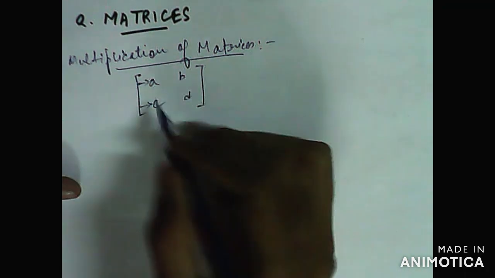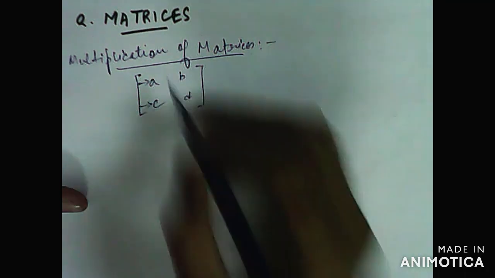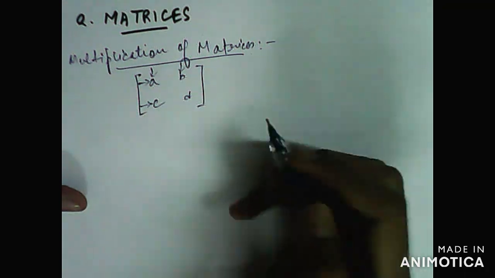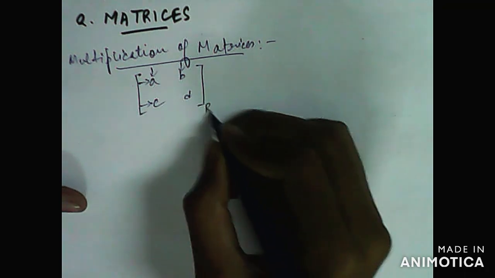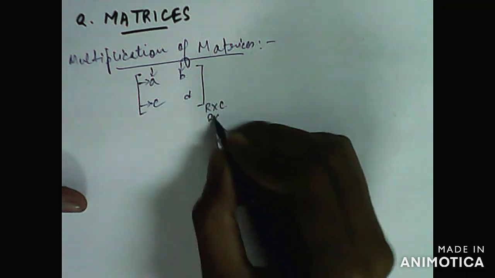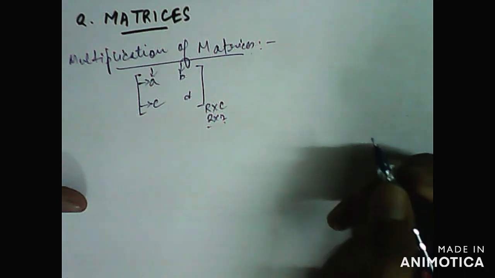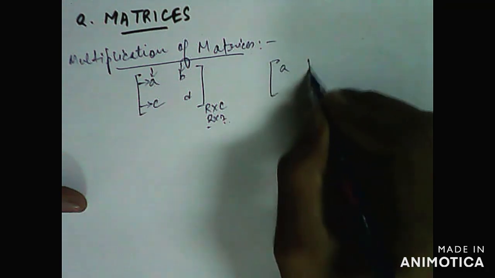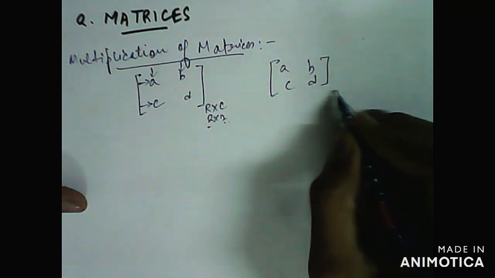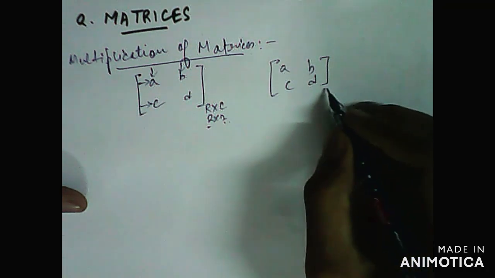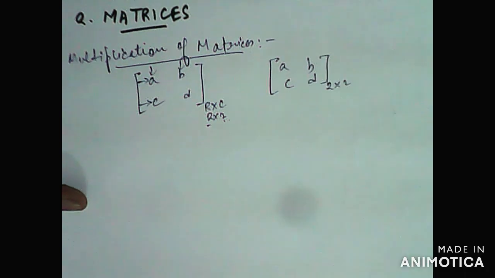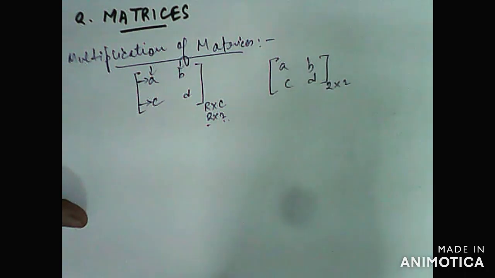The horizontal lines you can call the rows, and the vertical ones you can call the columns, right? Two rows and two columns. So first we write the rows cross columns. So 2 into 2, this is a 2 by 2 matrix. We directly write it as A, B, C, D, and below it at the bottom right corner, we write 2 cross 2, right? That means it's a 2 by 2 matrix, two rows and two columns.